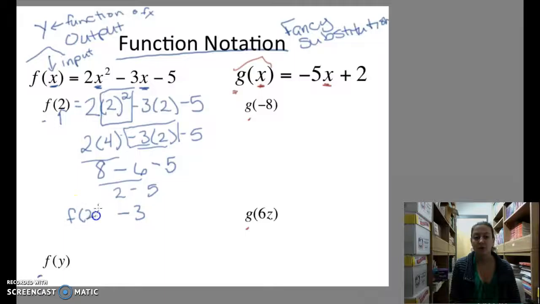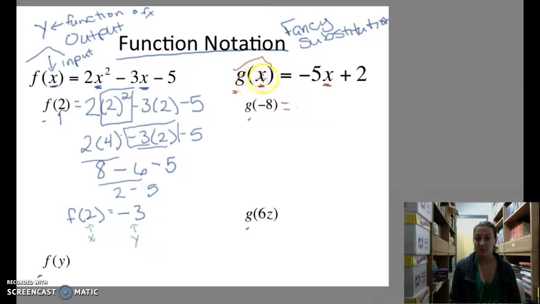So our final answer is going to be this. F of 2 equals -3. And now we know, when we're looking at our answer, what our x was and what our y is. It's a nice little coordinate pair. 2, -3. Really cool.